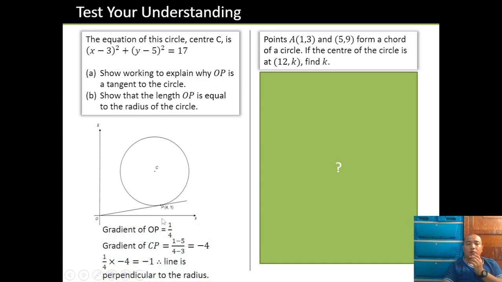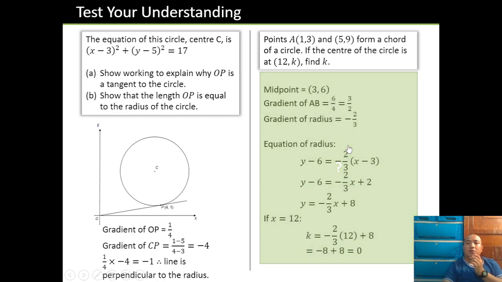So, what is the slope of OP? 1/4, because it passes through the origin. What is the slope of CP? Negative 4. Yes, the product of their slopes is equal to negative 1. So, the tangent line is perpendicular to the radius.